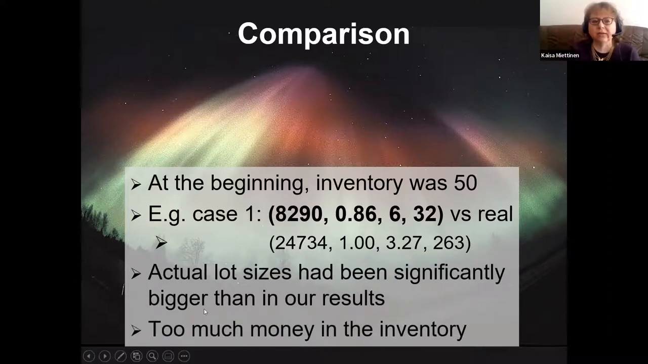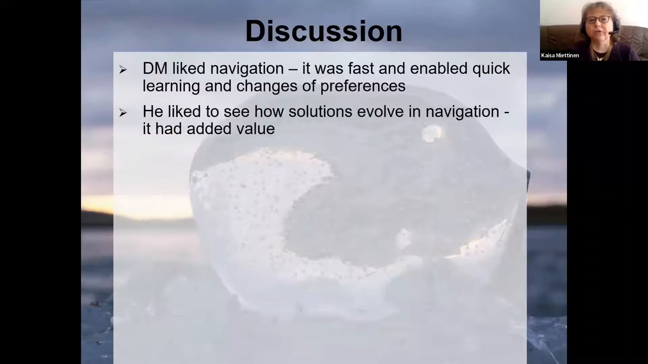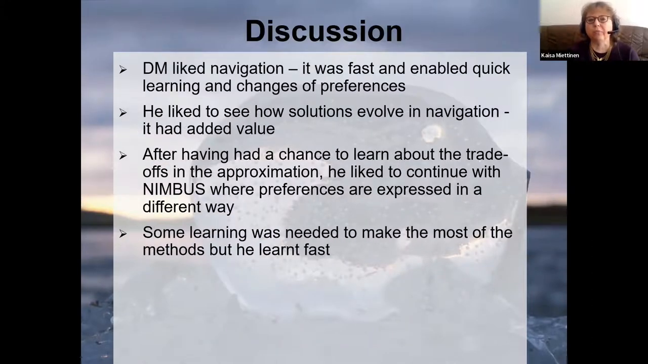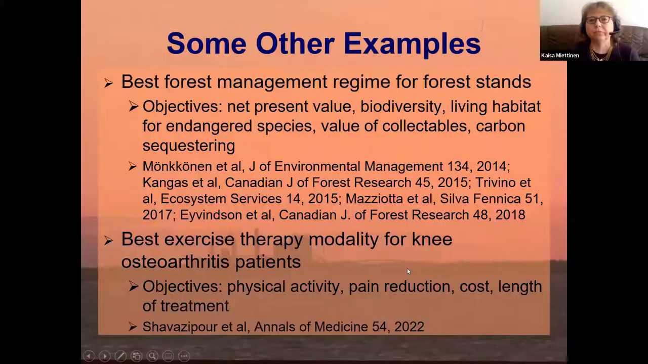And we really noticed that they had been ordering far too many components in the past just to be on the safe side, and they had far too much money in the inventory, and that was kind of damaging their functionality. The decision maker liked the two types of methods and found the learning really insightful. Some more information about this can be seen in a journal article to appear soon.